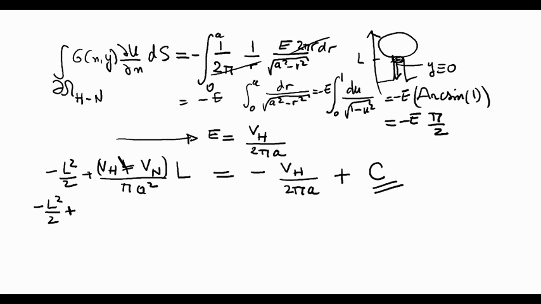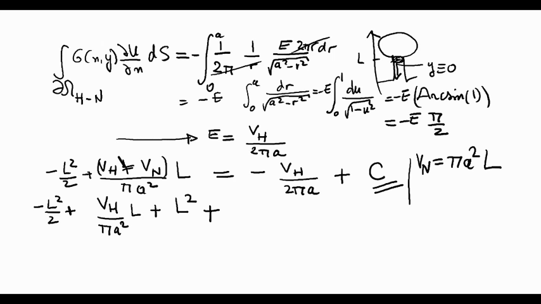So the volume of the neck is exactly pi a squared multiplied by L, right? So let's write it: volume of the head divided by pi a squared L, and this gives us now the term L squared. And now let's move this term to the other side, so we have V_H divided by 2 pi a.